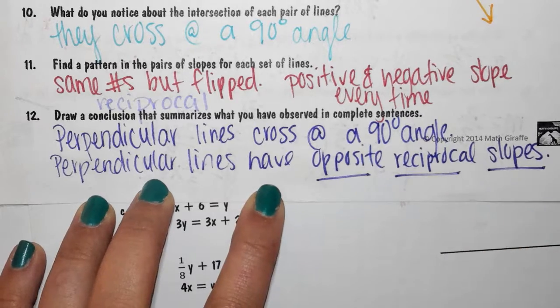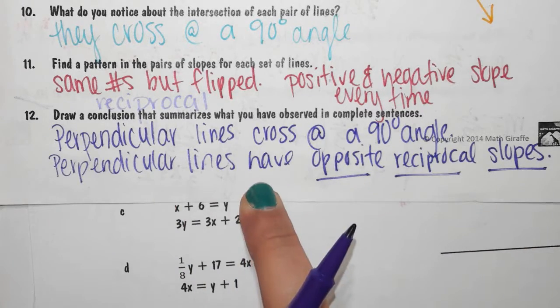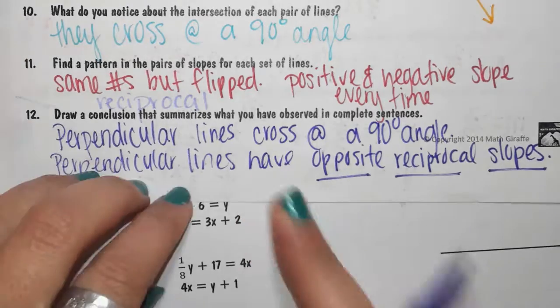Opposite reciprocal slopes. Did anybody get something like that last night? Look at you go. Is anybody else close?